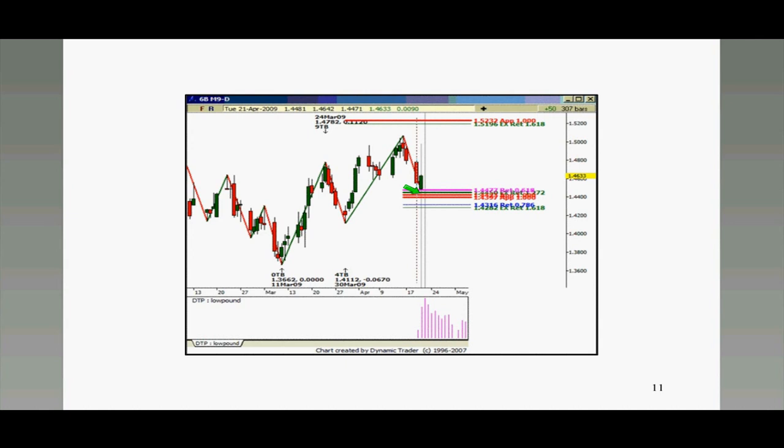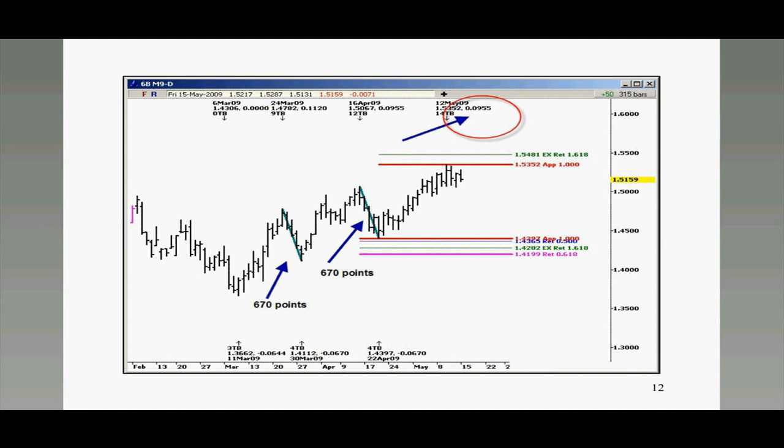Okay, but because there were still both time and price parameters that were not violated, we still had to look for a possible reversal at this time. Okay, so this is breaking down this chart even further. This is the daily chart in the British pound. And there was still support left here in this market.